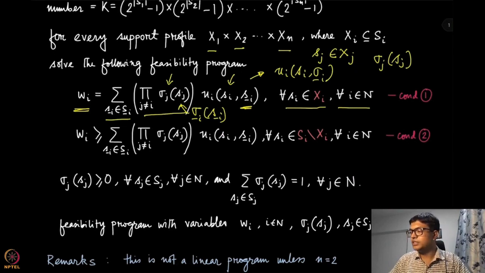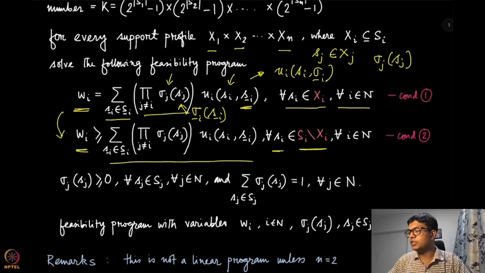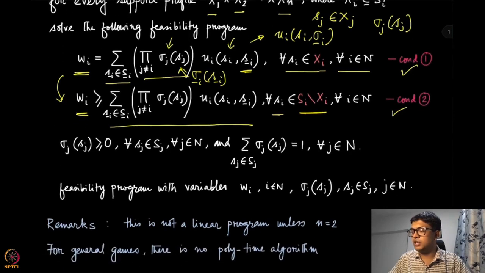So this is essentially the condition one of the characterization theorem. Similarly, for all the strategies which are outside this support, Si minus xi, we have this wi, which is the expected value, that should be at least as much as the expected utility for any strategy that is living outside this support. So this is essentially just writing out the same two conditions in a more expanded form. This is condition one of that characterization theorem, and this is condition two. The rest of the conditions are nothing but the feasibility things.